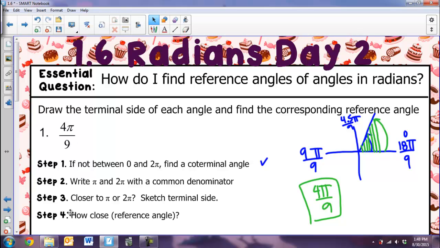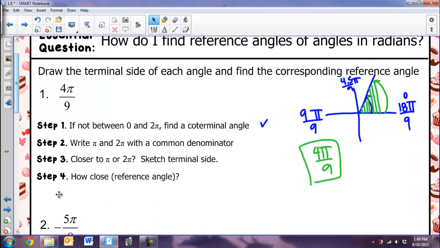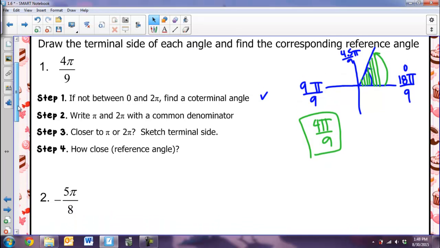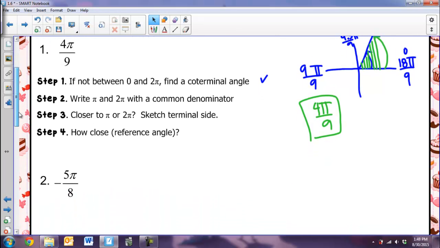Okay, so 4 steps, that's your reference angle. I believe there's not a step 5. Okay, good. So let's try this one more time. Well, a few more times, but we'll definitely try this with one that's maybe not as simple. So number 2, negative 5 pi over 8.